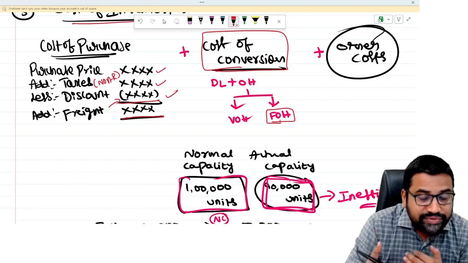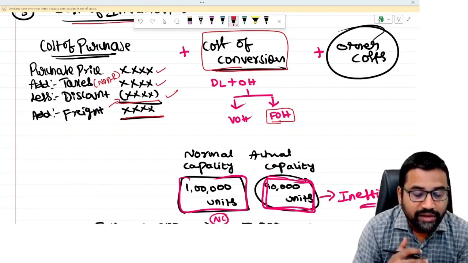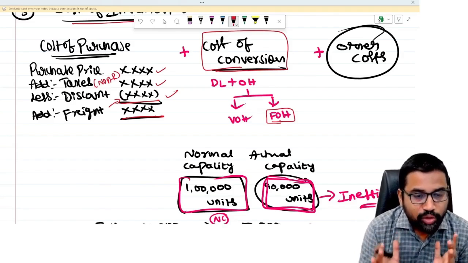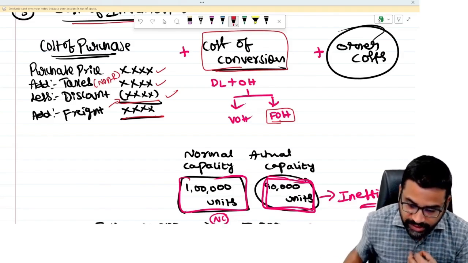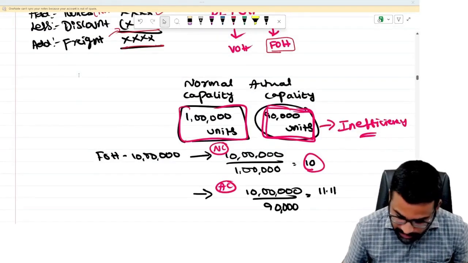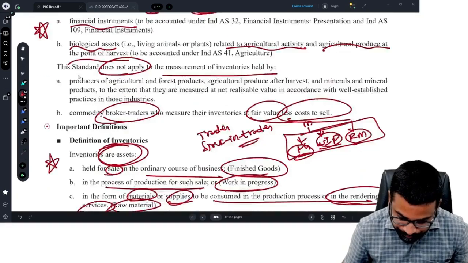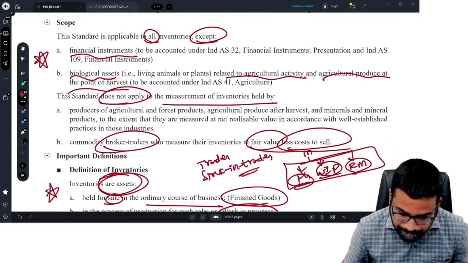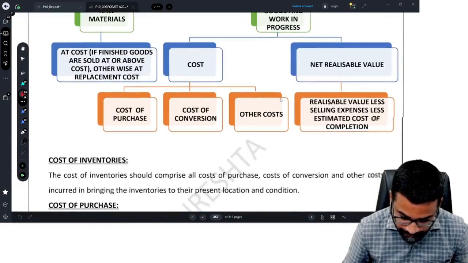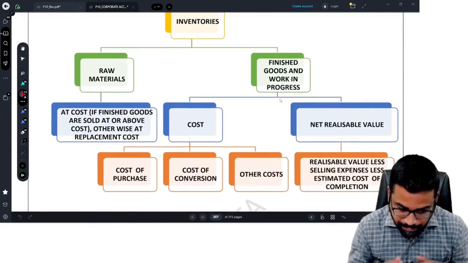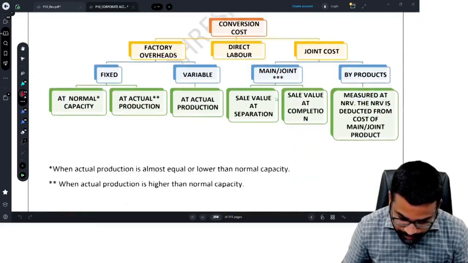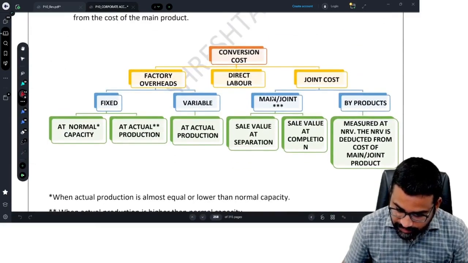Now these fixed overheads we need to include in the value of inventory. How much value will you include? Will you include the entire amount of the fixed overheads? See, the fixed overheads will be included in the inventory. Here is one table. Yes, see here. Not this one, this we completed. This one. See here.